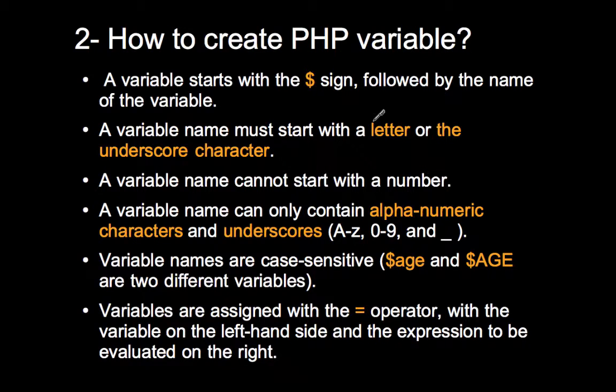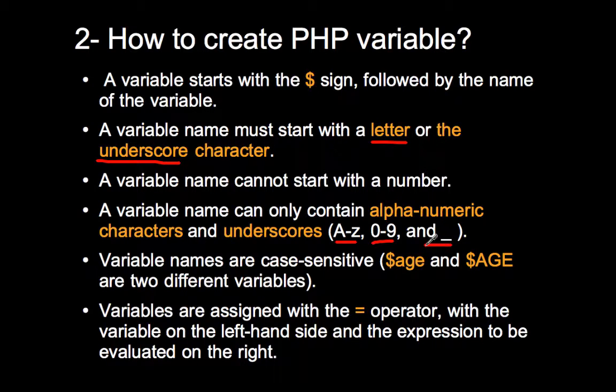Second question, how to create a PHP variable? A variable starts with a $ sign followed by the name of the variable. A variable name must start with a letter or underscore. A variable name can't start with a number. You can't begin your variable after the $ sign with a number. This is wrong. A variable name can only contain alphanumeric characters and underscores, from A to Z, 0 to 9, and you can use underscore.